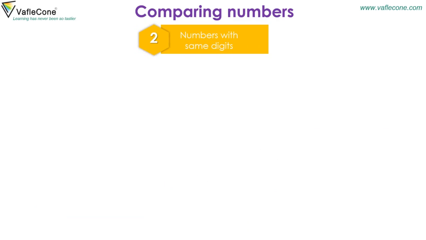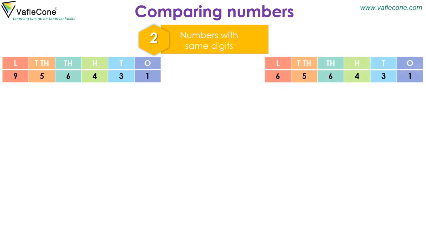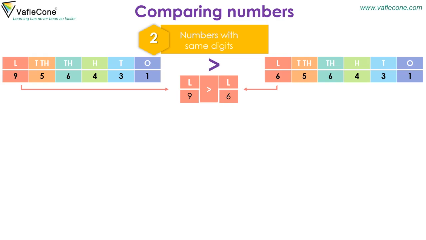Numbers with the same number of digits. 9,56,431 and 6,56,431 both have the same number of digits. So we compare the digit of highest place value. Here, 9 is greater than 6, hence 9,56,431 is greater than 6,56,431.